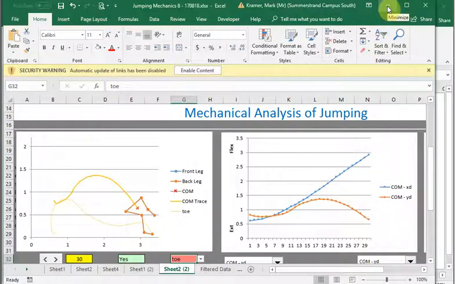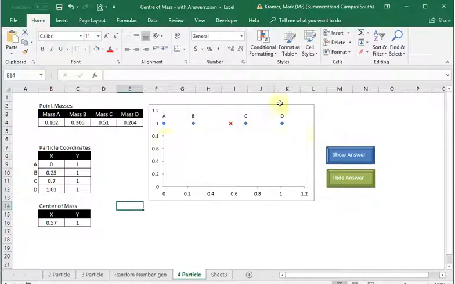And essentially that's where I want to leave it for now. The key that I wanted to say is use this center of mass calculator. You can, again, like I said, put any values in here for masses and coordinates, and then see if you can calculate what the answers are. Just remember to click the show answer button and see if your answer is the same as that which has been calculated by the computer. That's it for now.